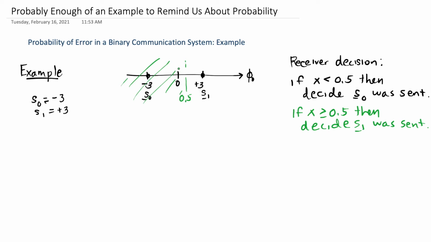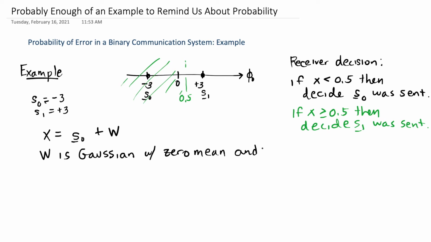I know that I've said that you typically draw the threshold halfway in between the two symbols. But in this example, I'm going to pick a different threshold because we do need to know how to calculate the probability of error for any arbitrary threshold in order to study what happens as a function of that threshold. So it is important that we be able to calculate these probabilities. We're going to assume that X is equal to S sub 0 plus some noise W. And the noise is Gaussian with zero mean and variance sigma squared of 4.